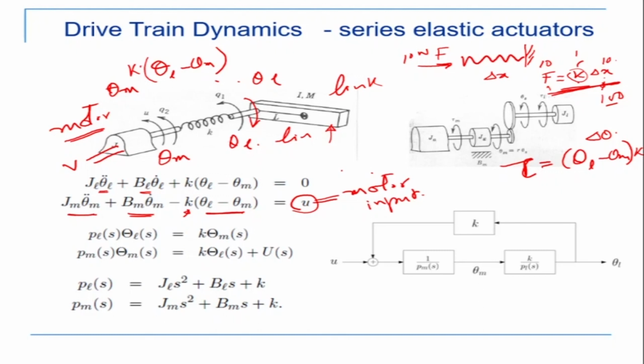Now when I draw the block diagram, what we get is this one. This is my block diagram. So what we can do is I take my first equation.